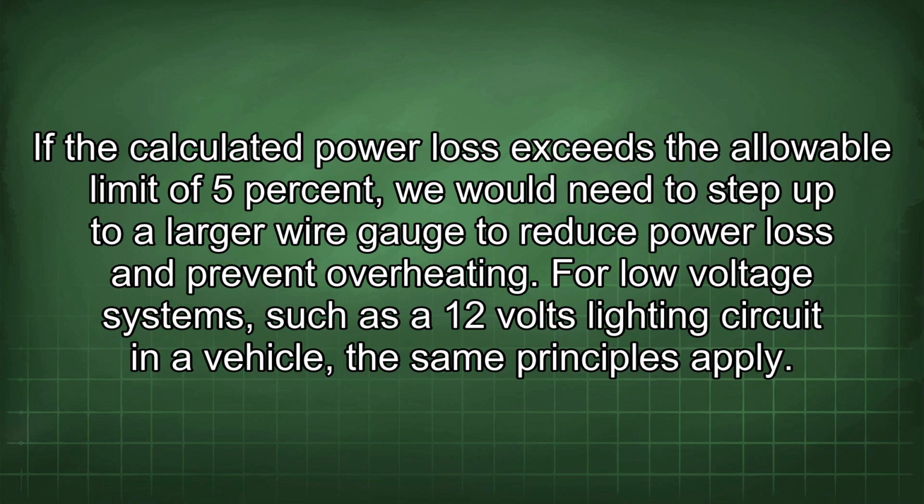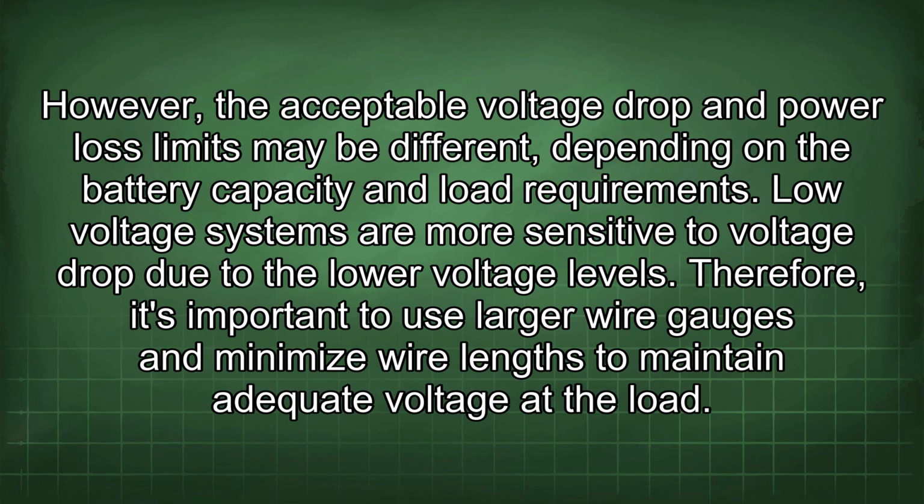For low voltage systems, such as a 12 volts lighting circuit in a vehicle, the same principles apply. However, the acceptable voltage drop and power loss limits may be different depending on the battery capacity and load requirements. Low voltage systems are more sensitive to voltage drop due to the lower voltage levels. Therefore, it's important to use larger wire gauges and minimize wire lengths to maintain adequate voltage at the load.